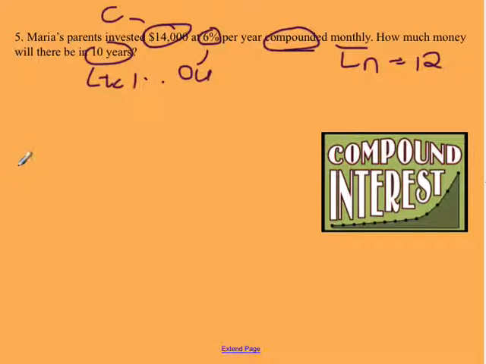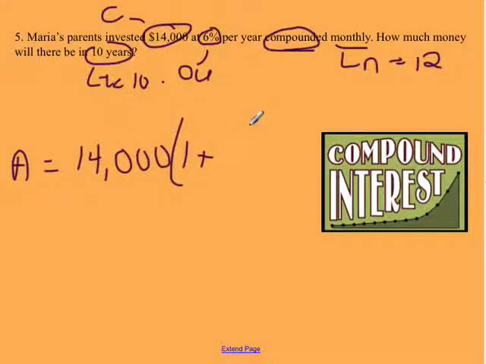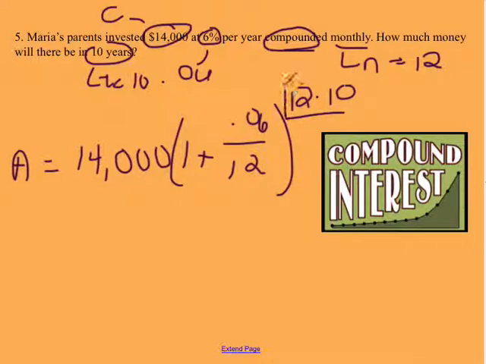So I have A is equal to C, which is 14,000, times, in parentheses, 1 plus the rate, which is 0.06, divided by the number of times per year, which is 12, raised to the number of times per year times the number of years. Now, for the most part, you can plug this entire thing into your calculator. The only extra step you have to take is multiplying out the exponents.